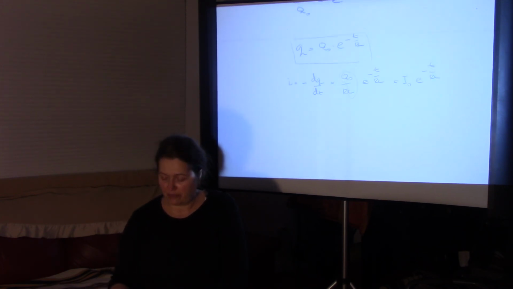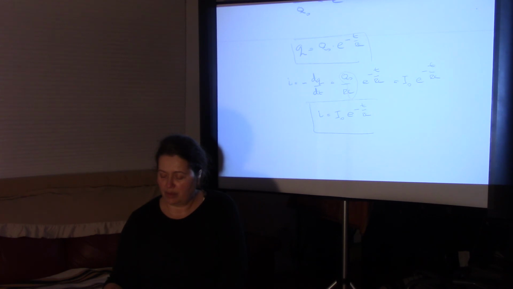So that's what we have. The intensity, which is a variable in an RC circuit as the capacitor is discharging, would be the initial intensity times e to negative t over RC.